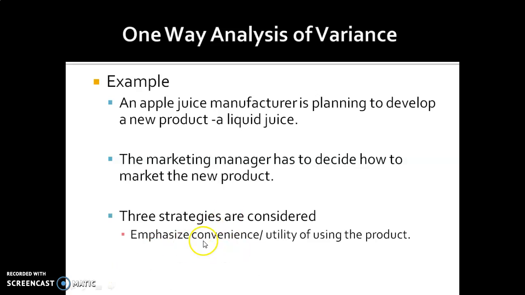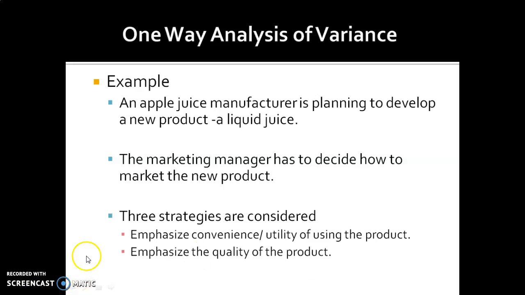So he can put more stress on the convenience as well as the utility of the product. That means whenever you are taking orange juice, you are digesting vitamin C, which is very much essential to develop the immune system of the body. So he can put stress on the convenience. That means you don't have to use a juicer and other things, and you can get that product easily available throughout the year. So this can be the first strategy which the marketing manager can use.